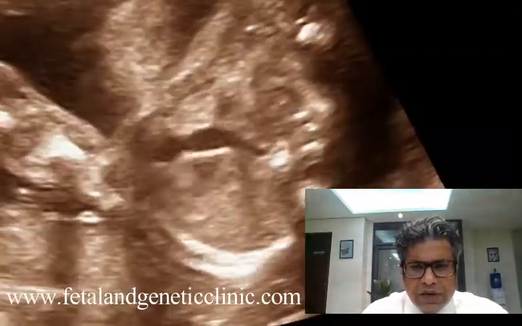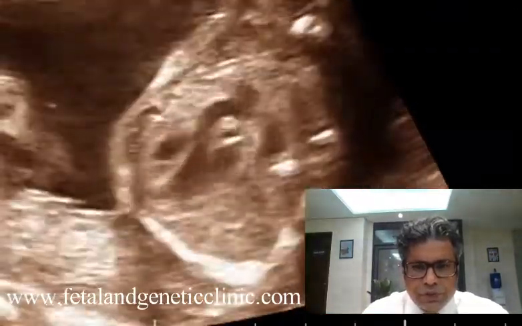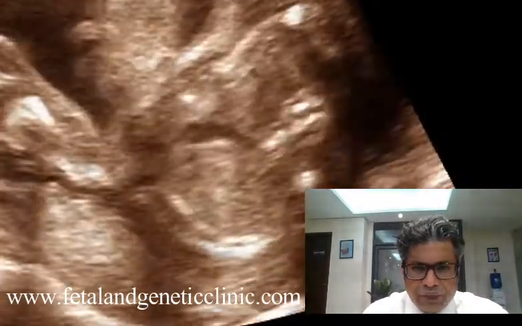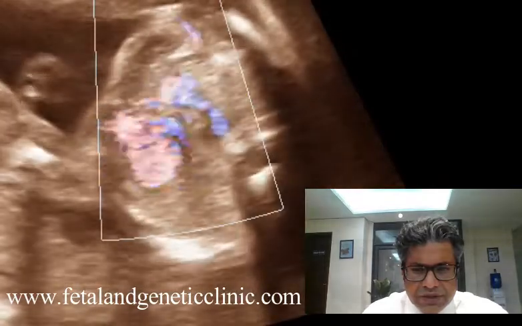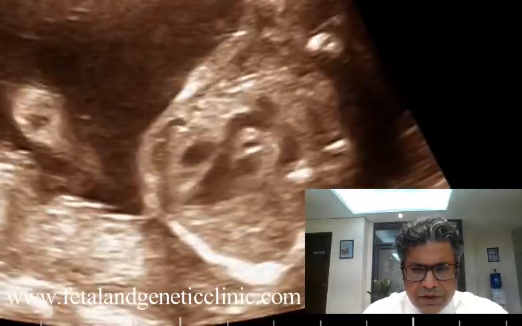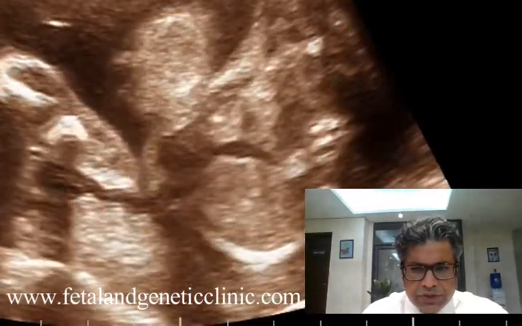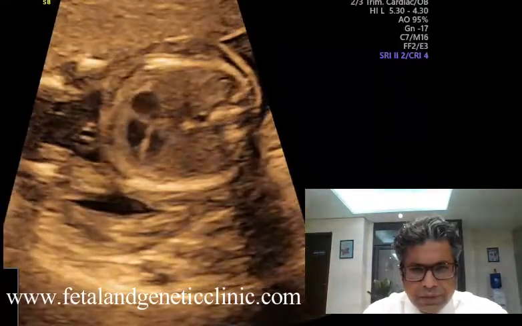So whenever we are doing a cardiac assessment, in the three vessel view we identify that the trachea is away from these three vessels. But in this case, the trachea is juxtaposed between the pulmonary trunk and the arch of aorta, right? So this can be a right aortic arch and a double aortic arch.